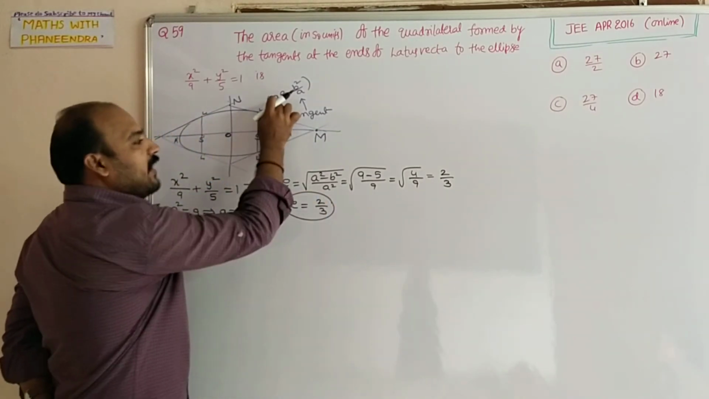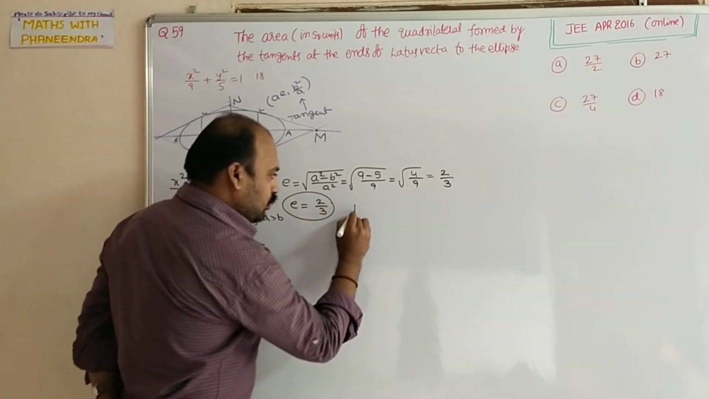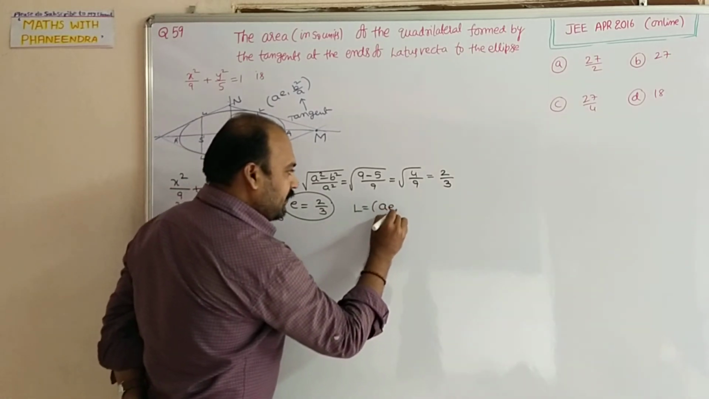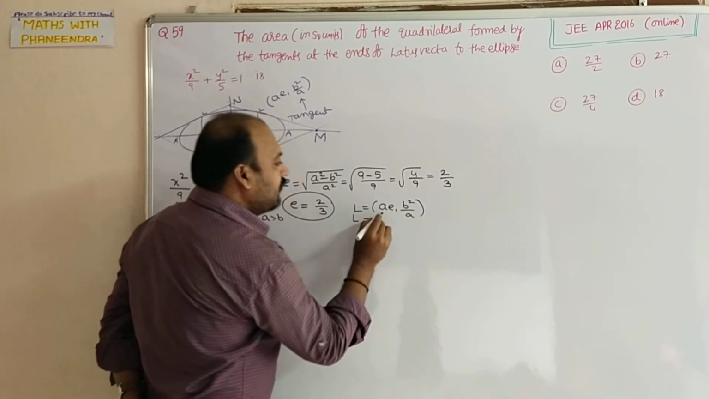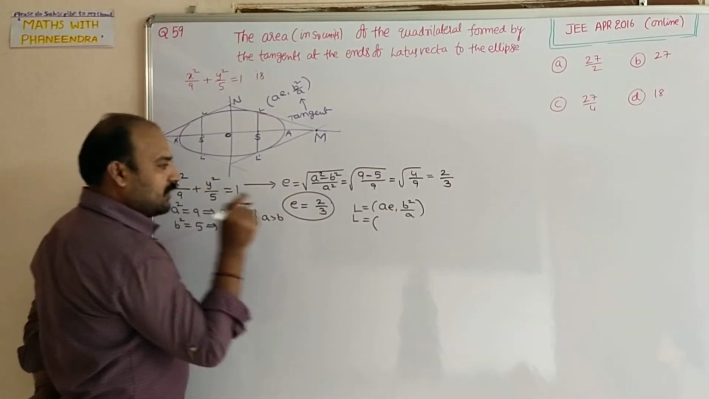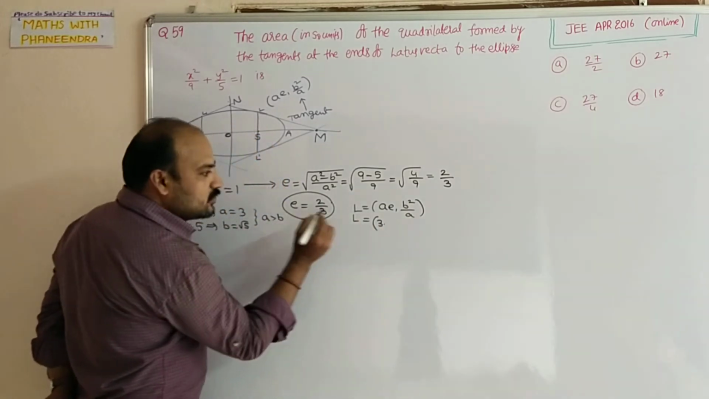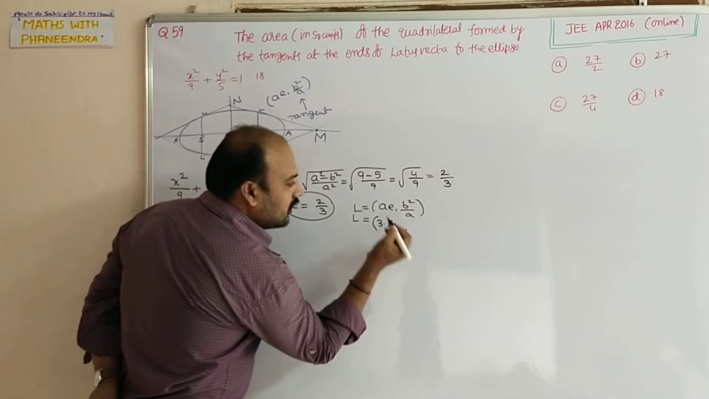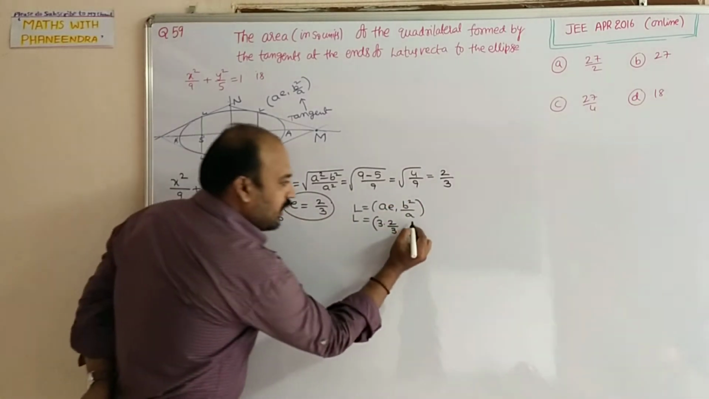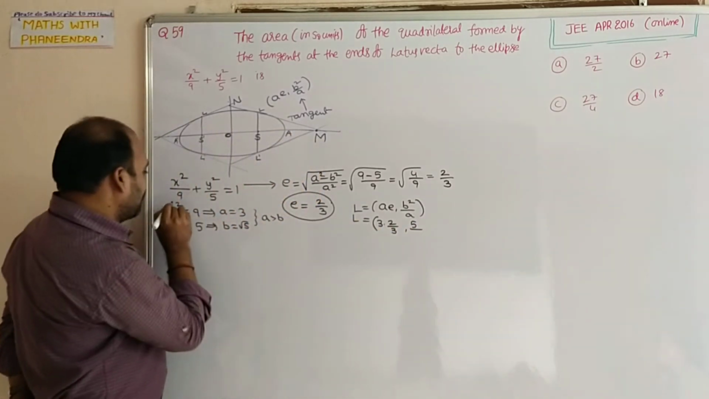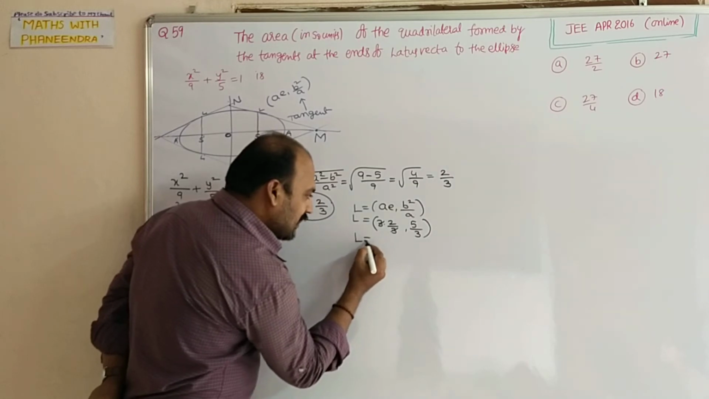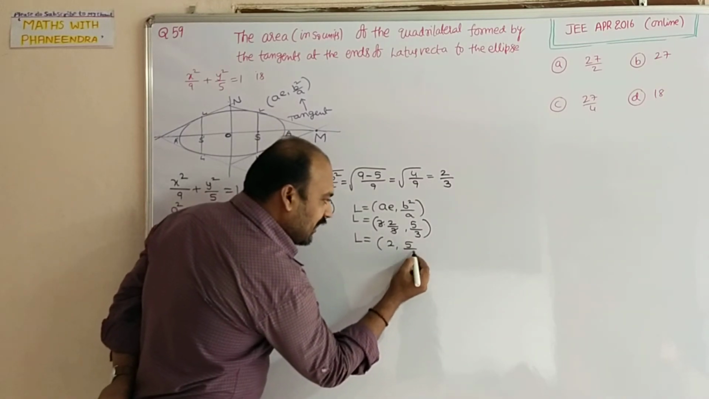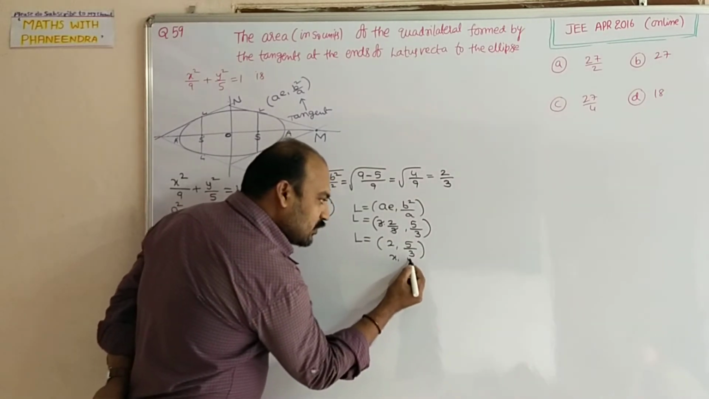Therefore latus rectum end L is equal to AE comma B square by A. That is equal to L of AE. A value is what? 3, into e value is what? 2 by 3. Comma b square, b square value is what? 5, by a value is 3. So 3 gets cancelled. So L is equal to 2 comma 5 by 3. This is x1 by 1.